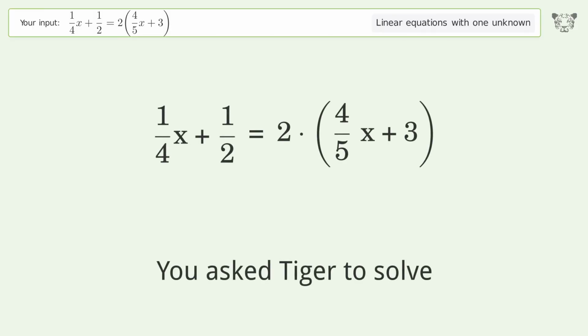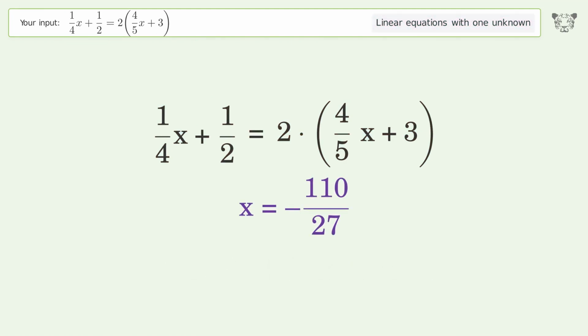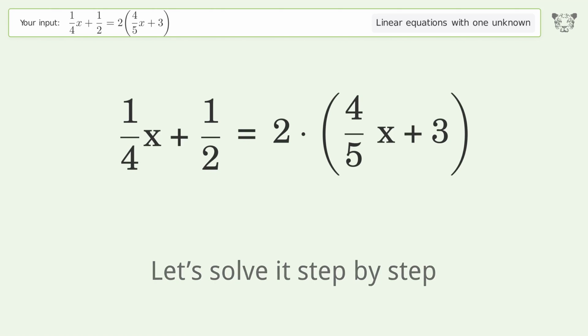You ask Tiger to solve this. This deals with linear equations with one unknown. The final result is x equals negative 110 over 27. Let's solve it step by step.